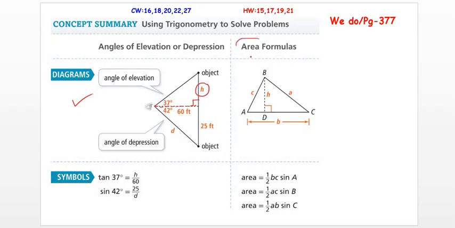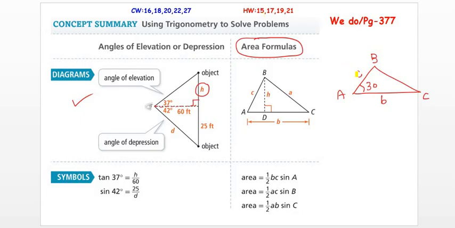Now, how can we find the area of triangles when it's not a right angle triangle? For example, if you have a triangle like this, let's say A, B and C, and you know the measurement of angle A, let's say 30 degrees or 35 degrees. And the measurements are given for the sides containing this angle. For example, this side is B, so the other side here will be C.